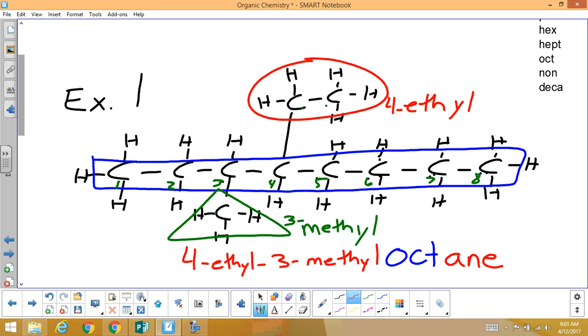The ane, once again, refers to single bonds. So there's only single bonds. The octane refers to there are 8. Methyl is a CH3 group. 3 is what carbon it's attached to. Ethyl is a CH2CH3 group on top. And 4 designates where it's actually located. So that's example number 1, 4-ethyl 3-methyl octane.